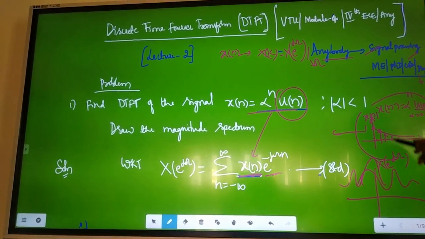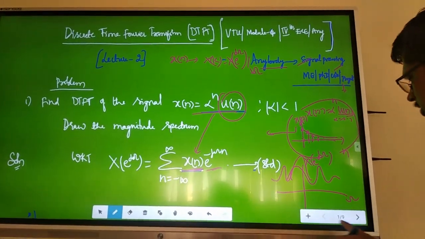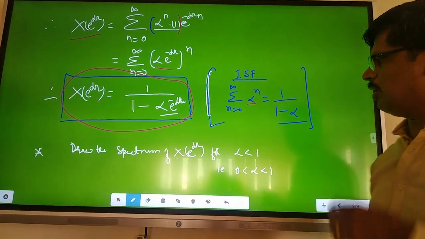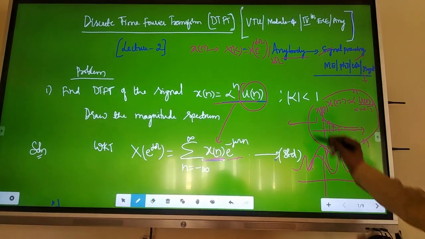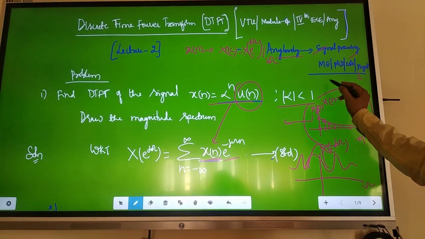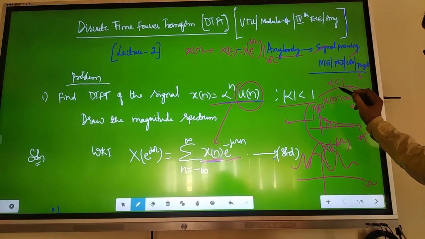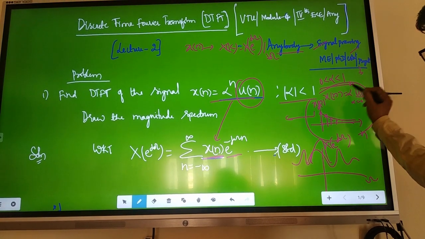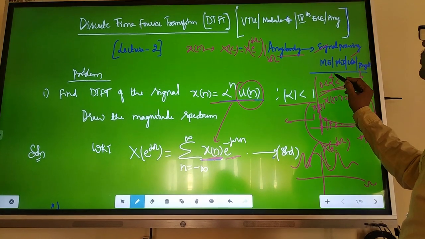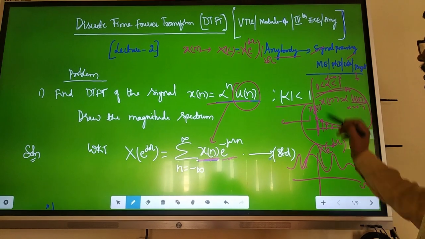Now, let me plot this. I told you, let me plot the spectrum for this x of n using these equations. What is given in the problem is mod alpha less than 1. What's the meaning? Mod alpha less than 1 means alpha on the right-hand side is less than 1 and greater than 0. Maybe alpha is equal to 0.5; I am taking that and drawing this spectrum.